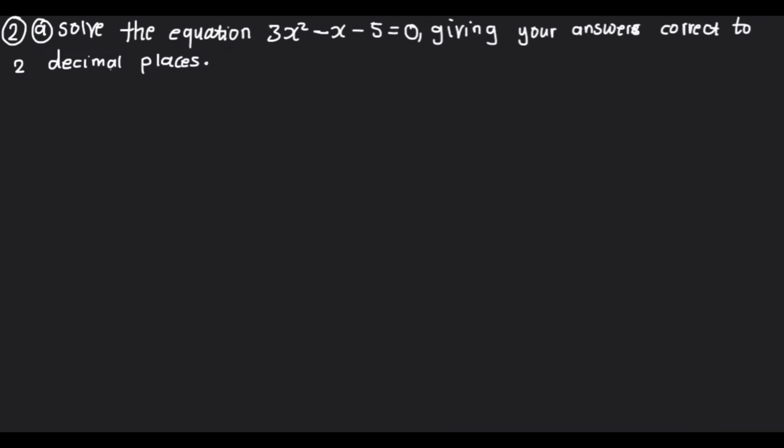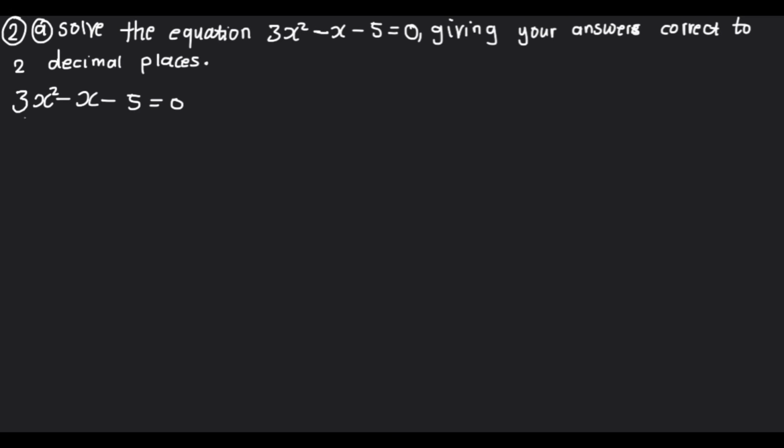Okay, so now we move on to question 2a. Solve the equation 3x squared minus x minus 5 is equal to 0, giving your answers correct to 2 decimal places. So this is a quadratic equation. So you can solve it using the quadratic formula or completing the square method. So let's use quadratic formula.